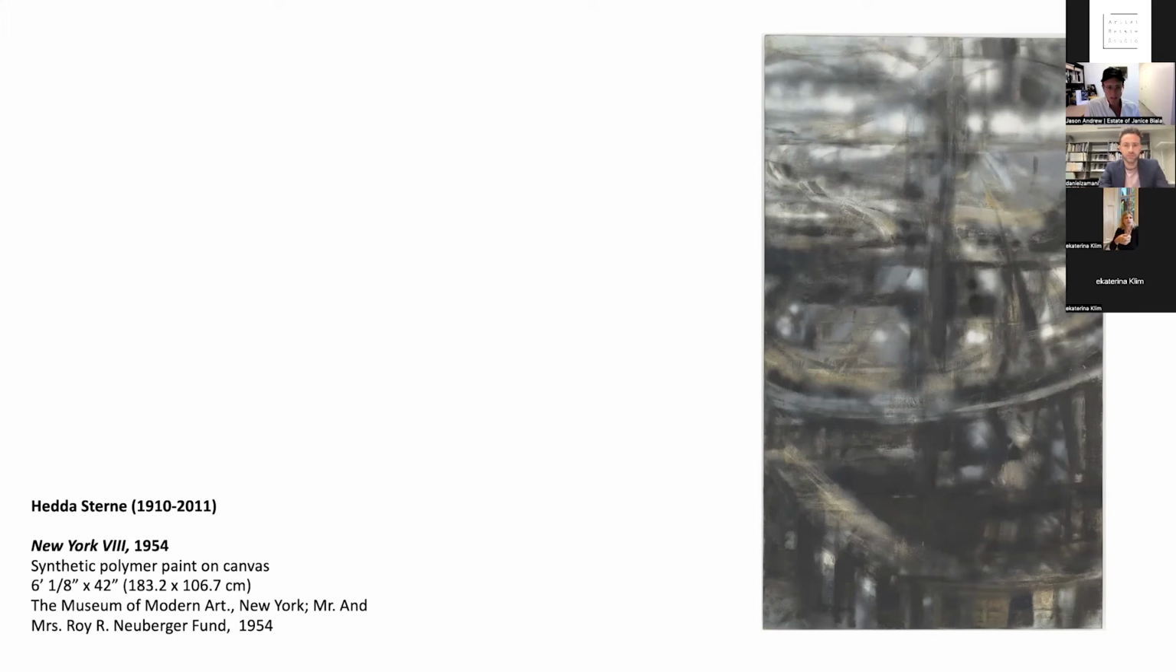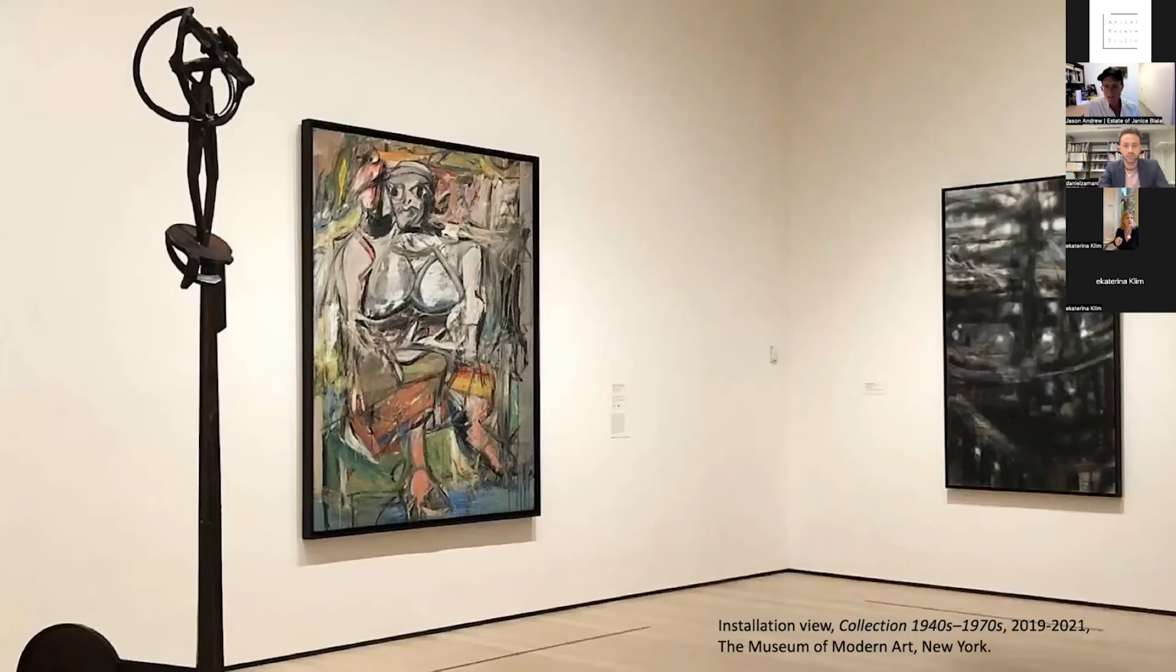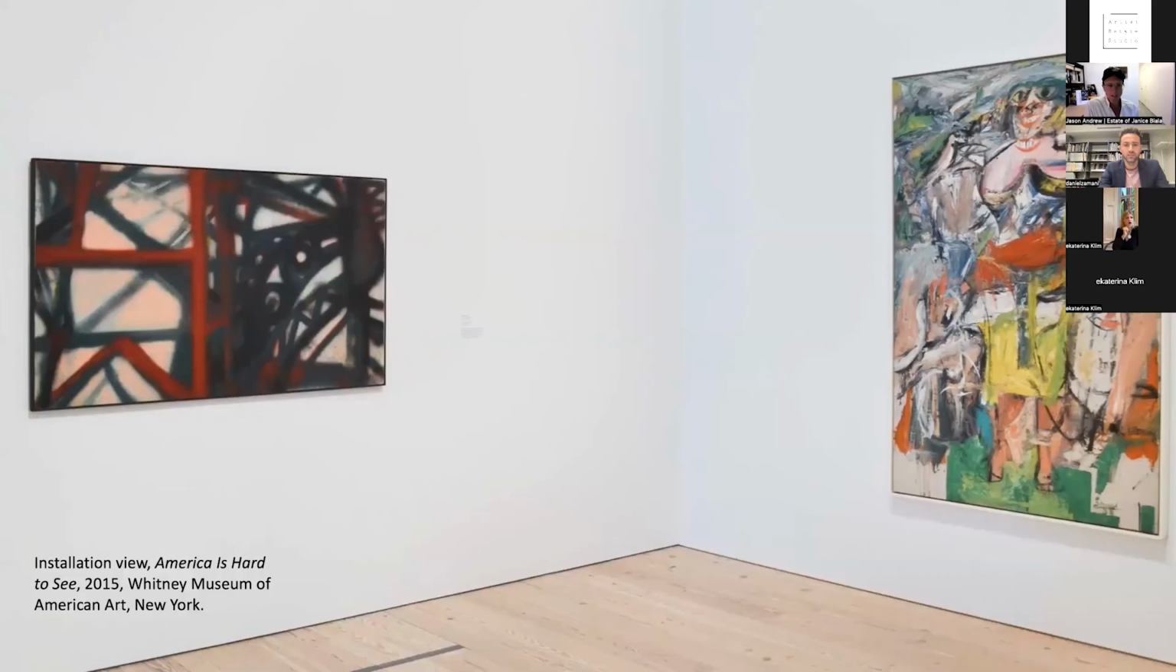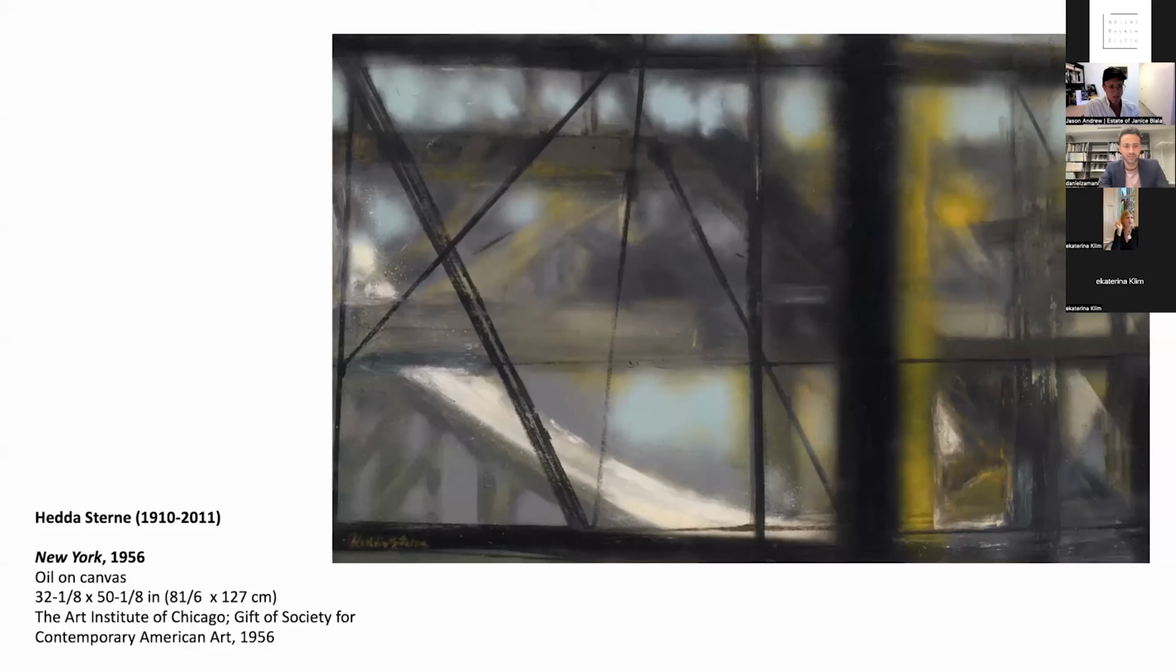The same happens with another painting, if you would allow us to see the next slide. Yeah, here it is now in MoMA next to David Smith and de Kooning. And the next slide is another series, the road series, New York from 55, that is also acquired almost immediately by the Whitney Museum in 56. Here it is again, now in the Whitney next to de Kooning. And the following shows us New York from 56, which is immediately acquired in the same year by the Art Institute of Chicago. So she is immediately recognized.